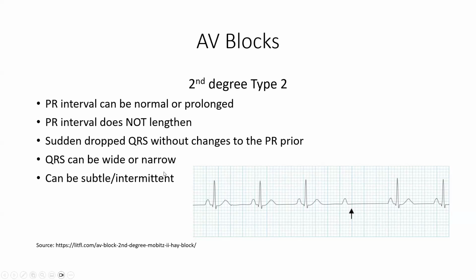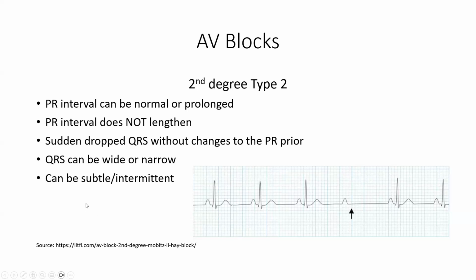Then there can be dropped QRS without changes to the PR interval prior. So someone can be in a regular rhythm with normal intervals, have a P wave without conduction behind it, and then it picks up again. Again, this is different than Wenckebach because these PR intervals do not change.